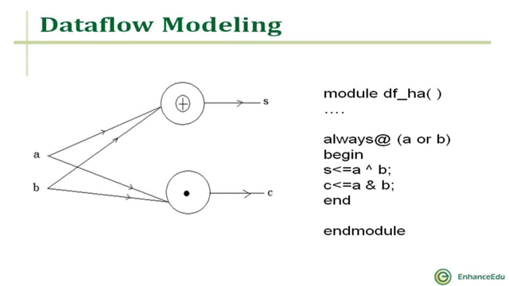In case of the data flow style of modeling, you basically look at the circuit from a signal detection point of view. So you check the 2 inputs, and if the 2 inputs are similar, then the sum output should be 0. If the 2 inputs are different, then the carry output should be the AND of the 2 inputs.